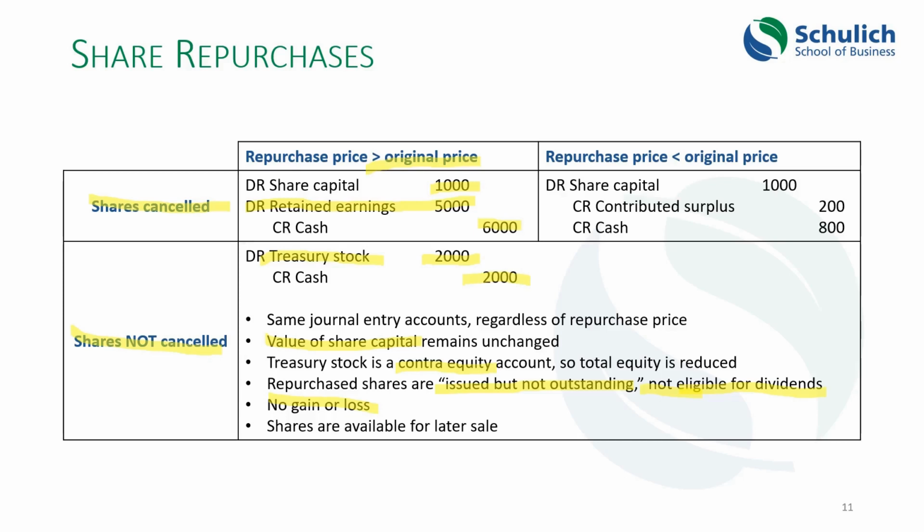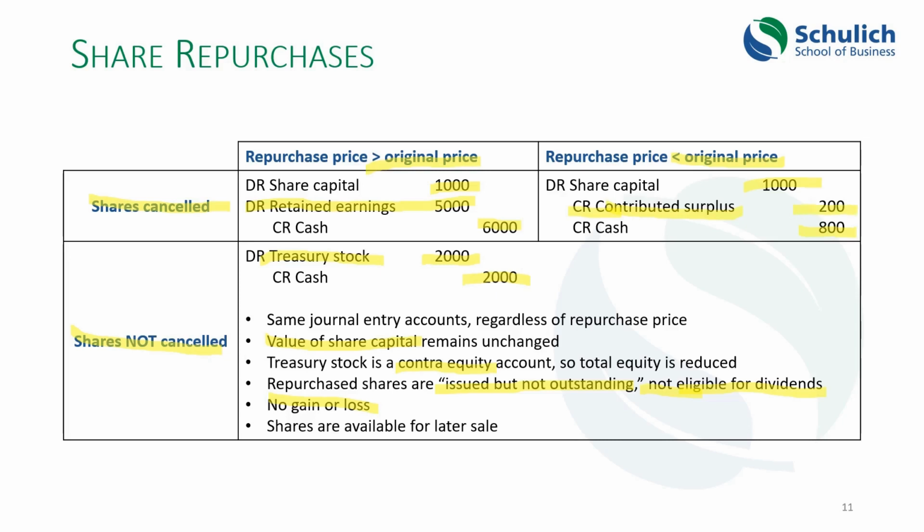Let's look at what happens if the repurchase price is less than the original share price. Those shares that were originally sold for $1,000, if those shares have gone down in value and they're only worth $800, then the company only has to part with $800 of cash. And so to make the transaction balance, we need another account in the equity section called contributed surplus. It's going to be a credit account, and it's going to be, in this case, $200. So that's going to be another line in the equity section.